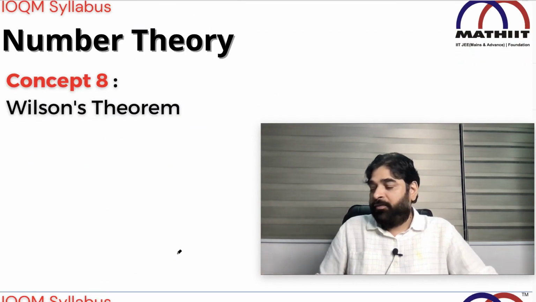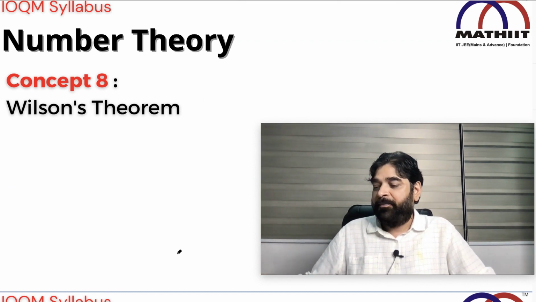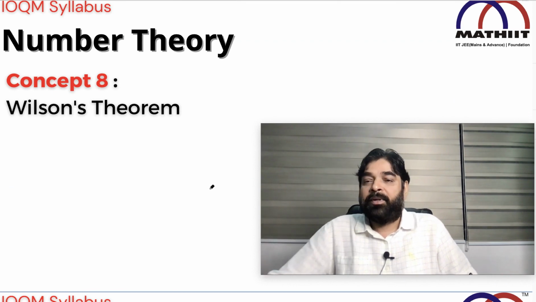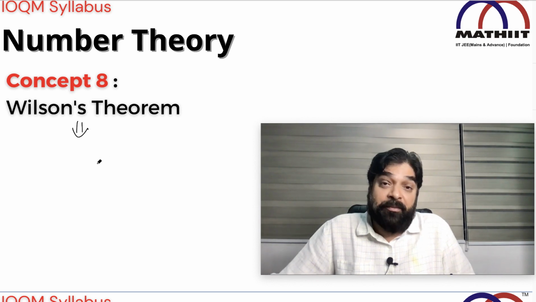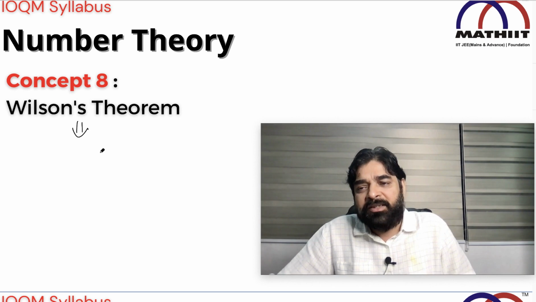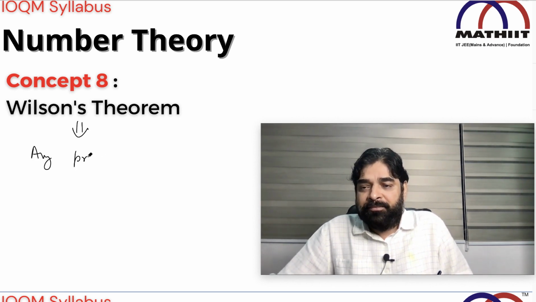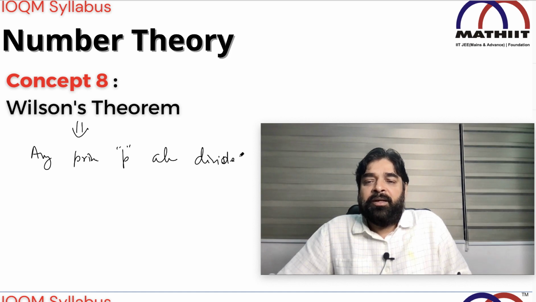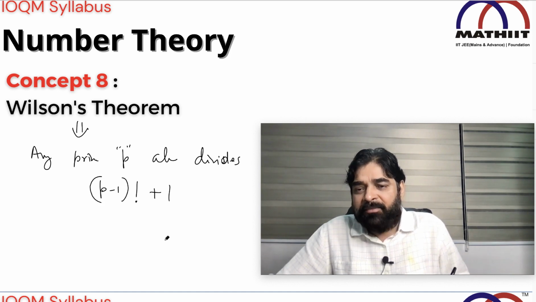Next one, Mr. Wilson was there. Not Mr. You should give him respect. He is a very, very powerful person. And this theorem, earlier, before IOQM, in PRMO and RMO, was a direct question used to come. What Mr. Wilson says is that any prime P always divides P minus 1 factorial plus 1.